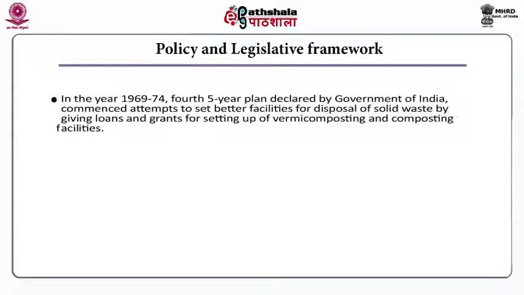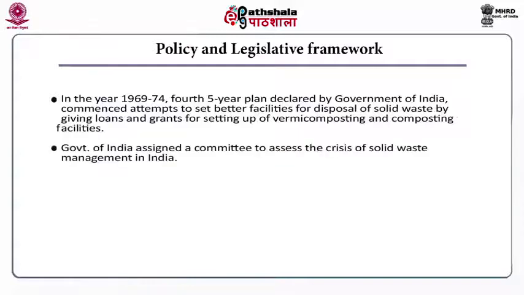The primary responsibility of management and disposal of solid waste is of municipal authorities. In the year 1969 to 1974, the 4th 5-year plan declared by the Government of India commenced attempts to set better facilities for disposal of solid waste by giving loans and grants for setting up of vermicomposting and composting facilities. Government of India assigned a committee to assess the crisis of solid waste management in India. 76 suggestions were made by this committee that covered 8 areas of waste management.